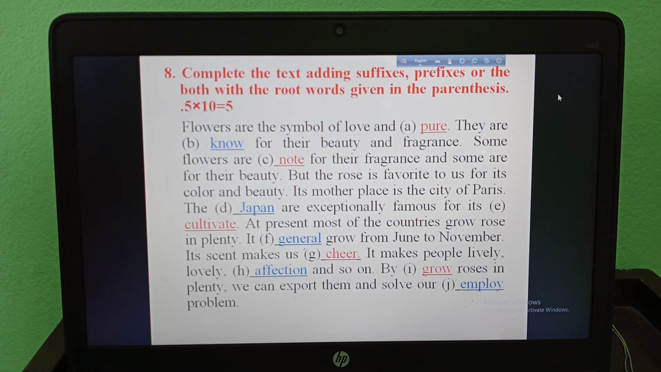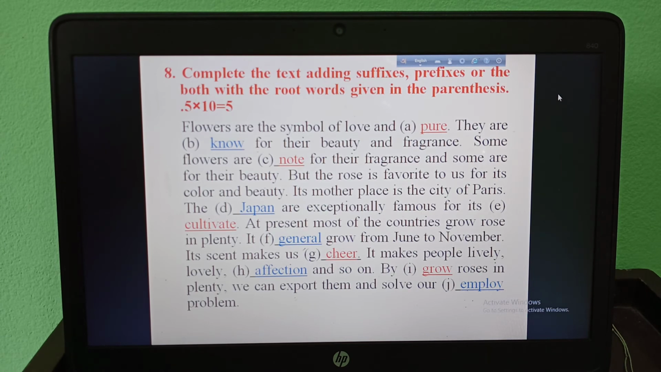Question number 8. This is also a parts of speech related question, I think, and you may call it also modifier, because we have to put the correct forms or right forms of words to make the sentences or context meaningful. But this chapter has been named here adding suffixes and prefixes.